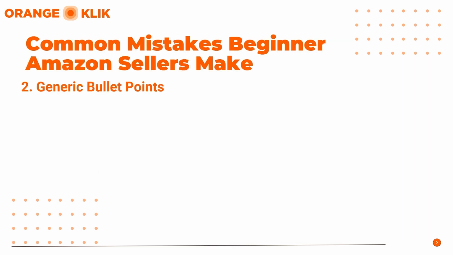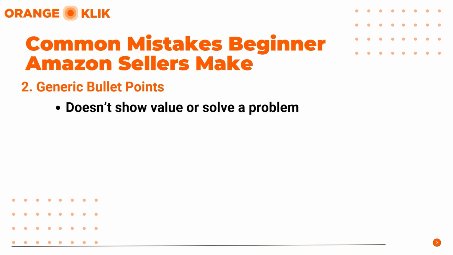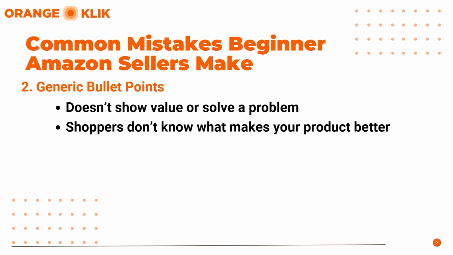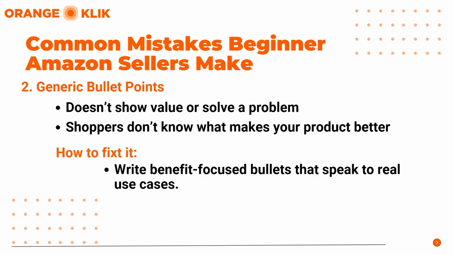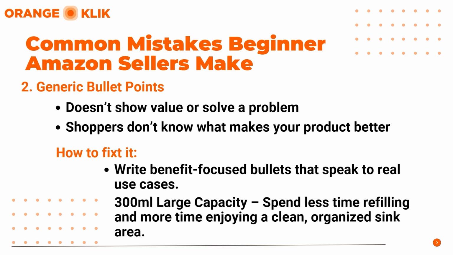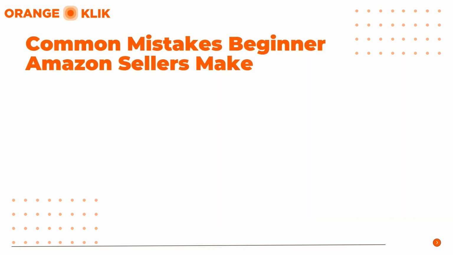The second mistake is generic bullet points. It hurts your listing because it doesn't show value or solve a problem. Shoppers don't know what makes your product better. To fix it, write benefit-focused bullets that speak to your real use cases. Example, 300ml large capacity, spend less time refilling and more time enjoying a clean, organized sink area.